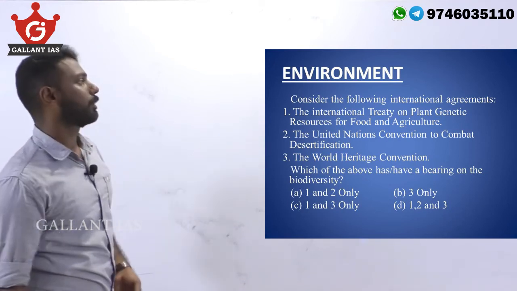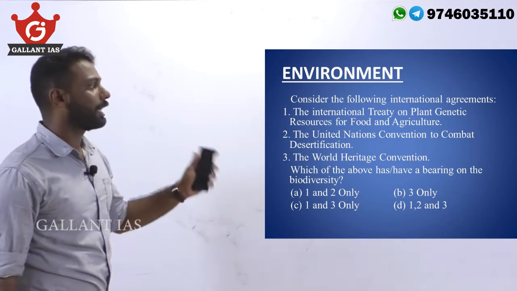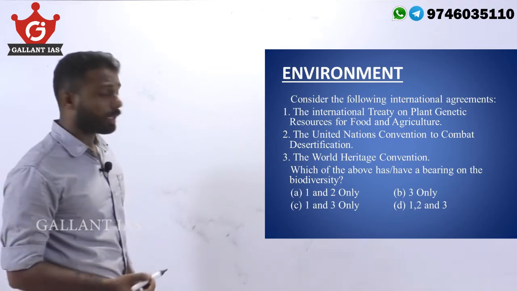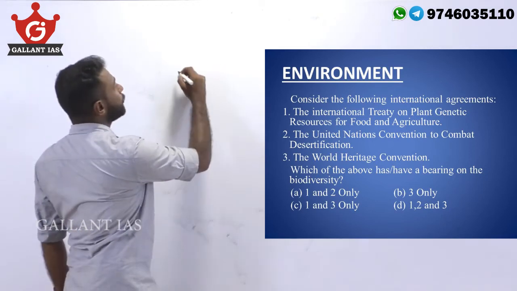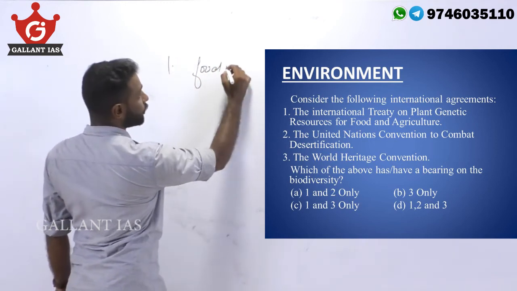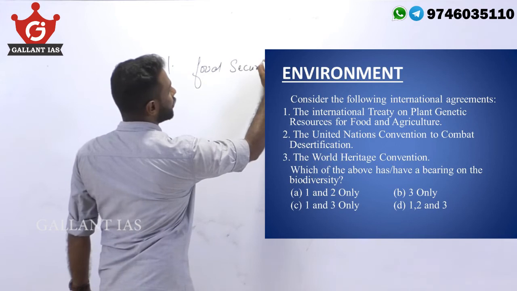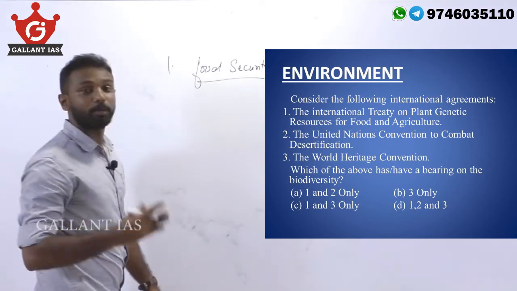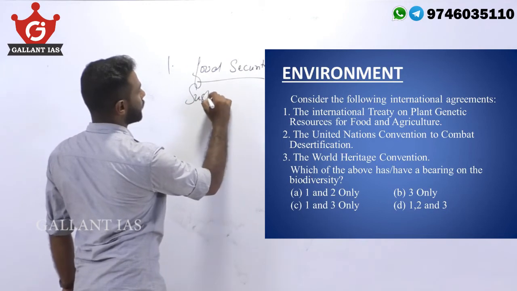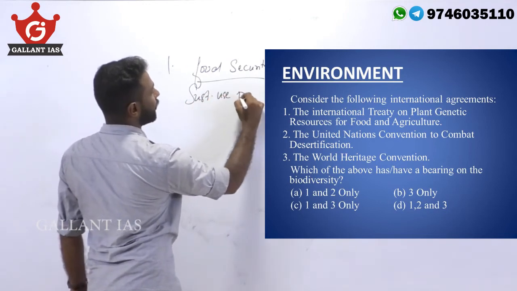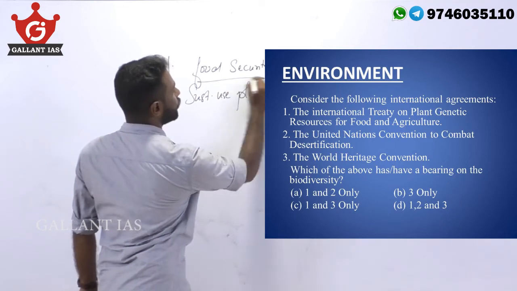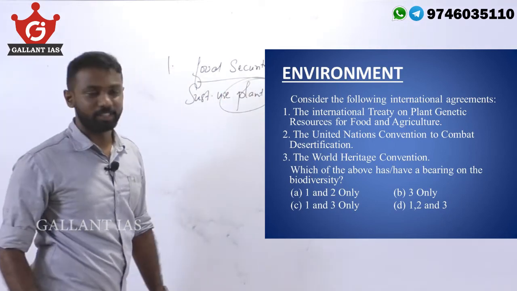So regarding statement number 1, the International Treaty on Plant Genetic Resources for Food and Agriculture, actually it deals with food security. That is, it promotes food security through sustainable use of plant resources. So, it has a bearing on biodiversity.